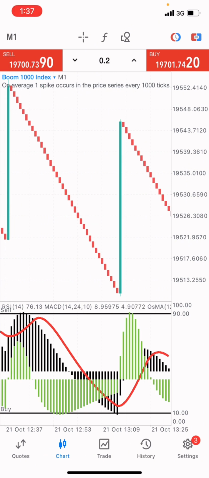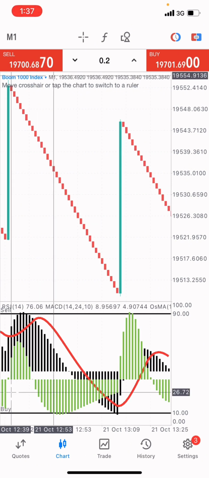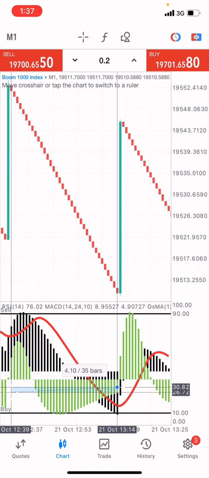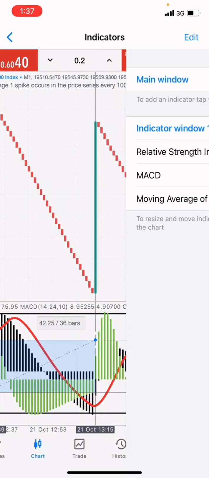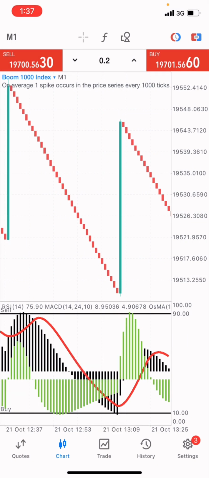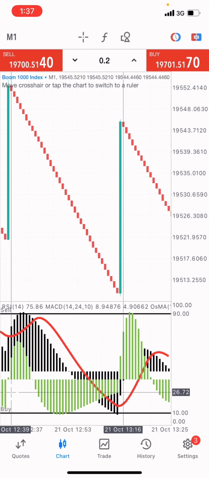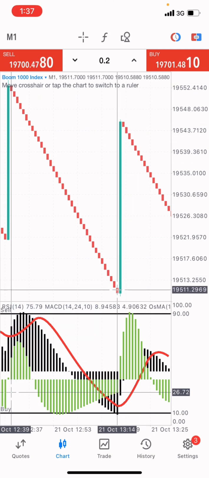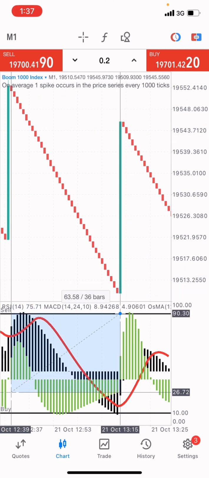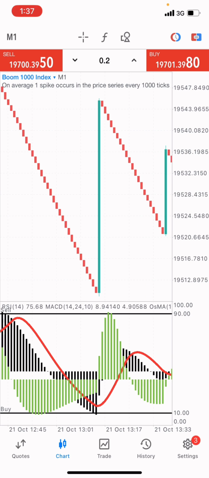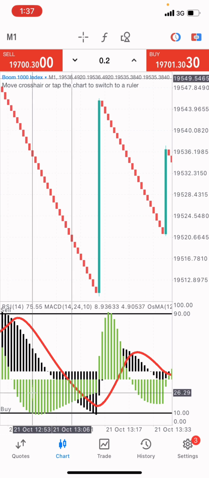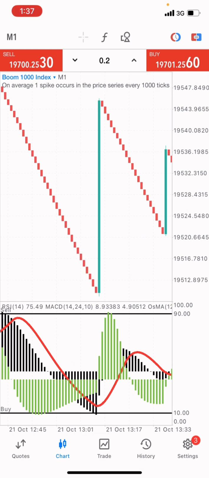Now if you take a look at this point right here, there was a spike, right? Let's zoom in for you so that you can see clearly. Here there was a spike, right? At this point there was a spike. So how do you understand when the spike is going to come into the market? How do we know that the spike would come into this market?